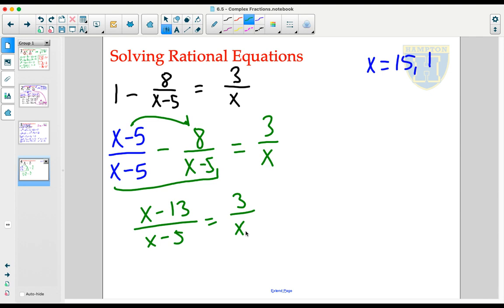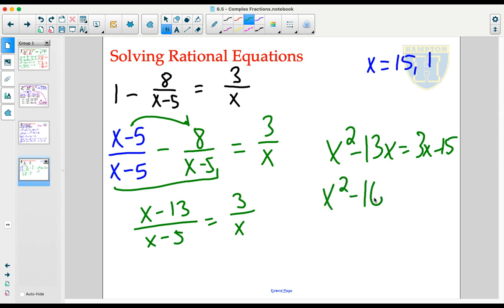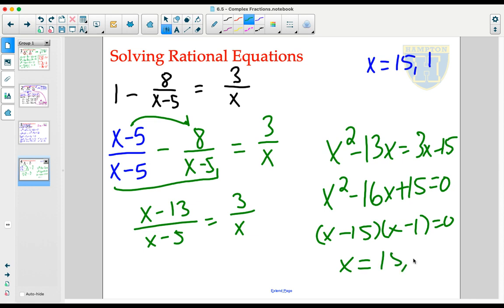Now that it's a rational expression equal to another rational expression, we can cross multiply. We get x squared minus 13x is equal to 3x minus 15. We move our terms all over to one side thanks to the x squared. We factor one more time, and we get our same two solutions.